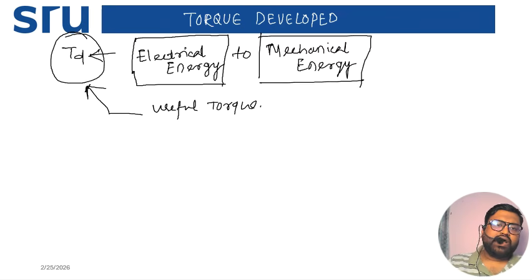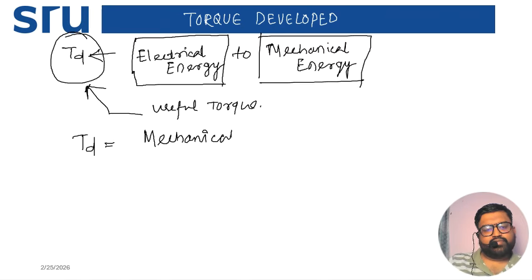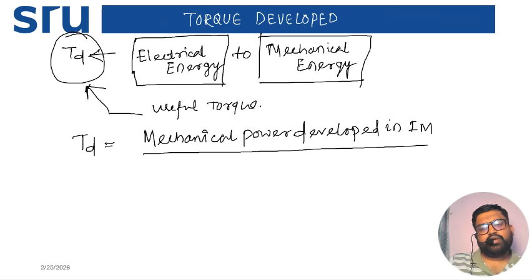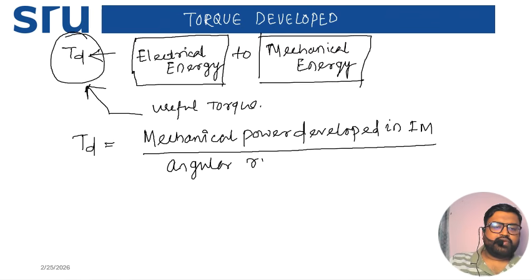Now, what is the formula of torque developed? The torque developed formula is equal to the mechanical power developed in the induction motor divided by the angular rotor speed. And it can be further denoted as TD.